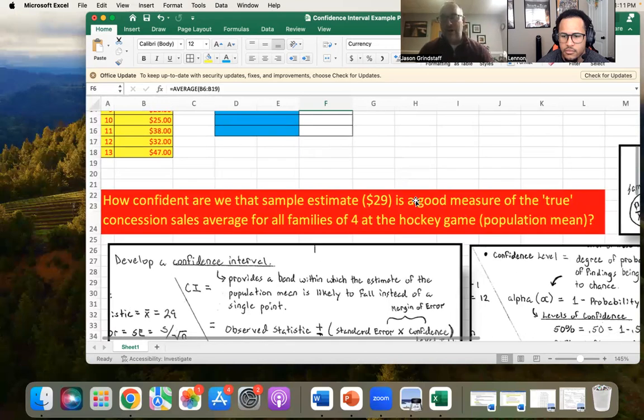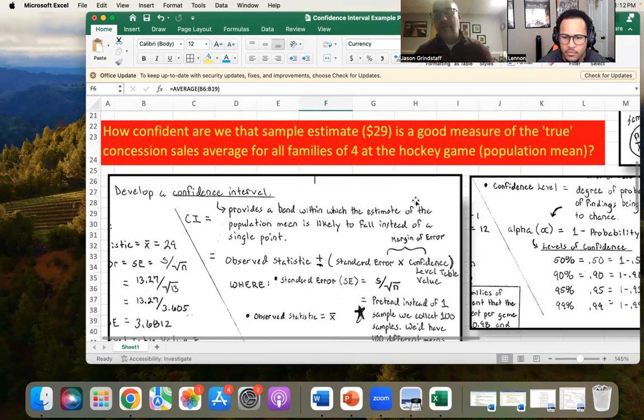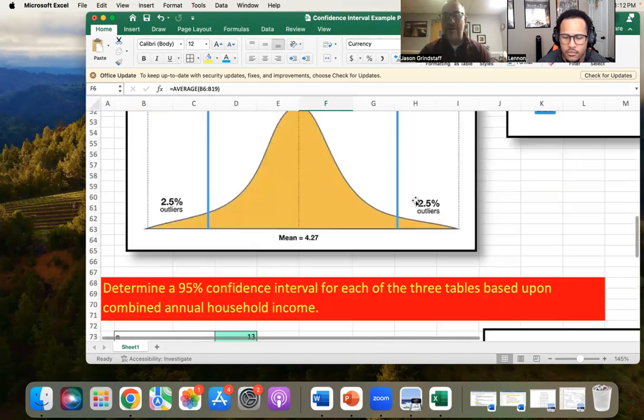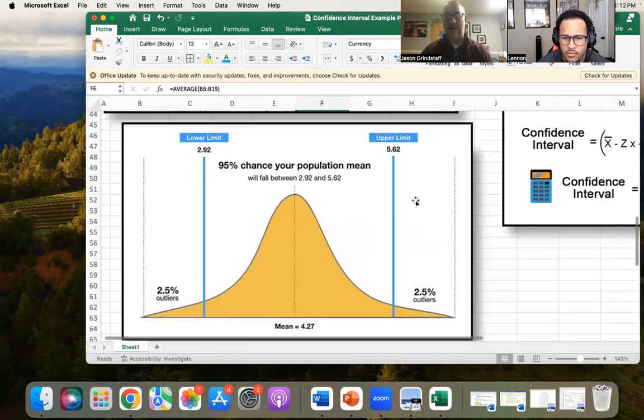So we could measure all families of four at every single home game, but that's pretty tedious. I mean, that's going to take a lot of effort to follow all families of four at every home game, but statistics can help us. So that's where the confidence interval is going to come in. And visually, what that is right here: it's going to give us a bandwidth around that mean.